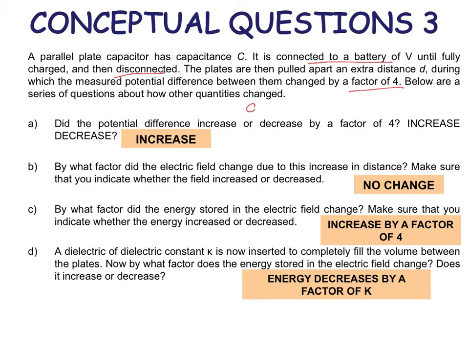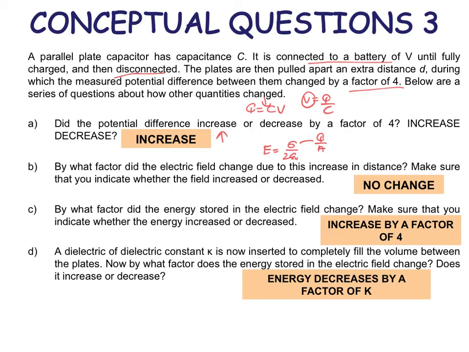With the formula Q equals CV, C decreases, and you need to find V. Q remains constant, and that's the reason why V increases. By what factor did the electric field change due to this increase in distance? Same thing: you use E equals sigma over 2 epsilon naught. Sigma is charge per unit area. Your charge remains constant, so your electric field will definitely be constant, no change.